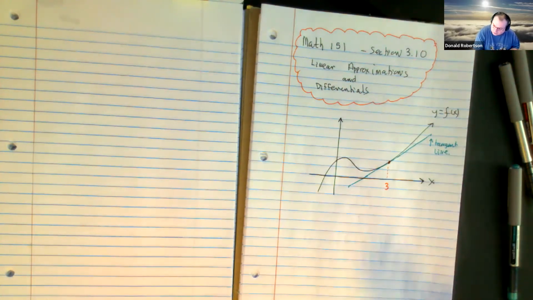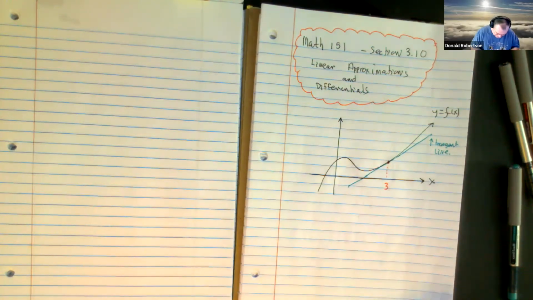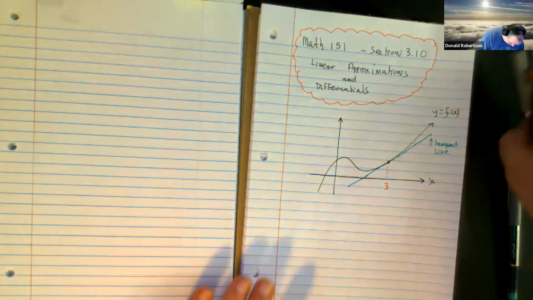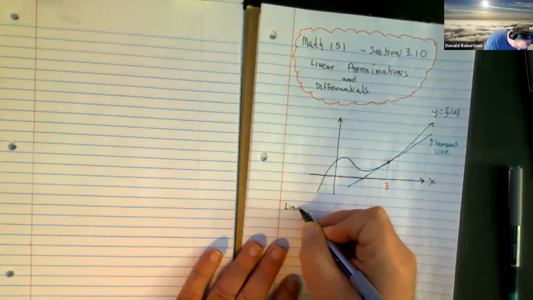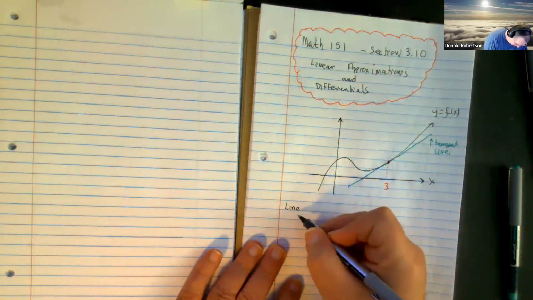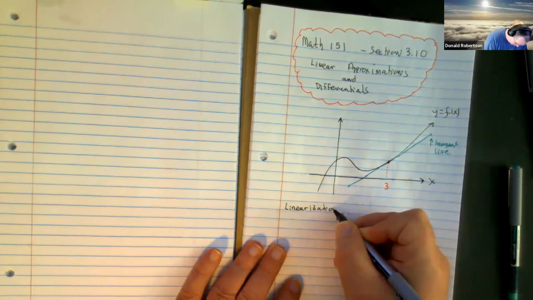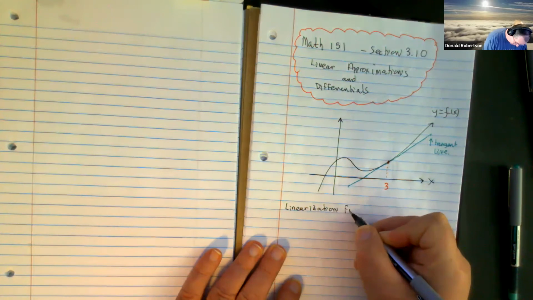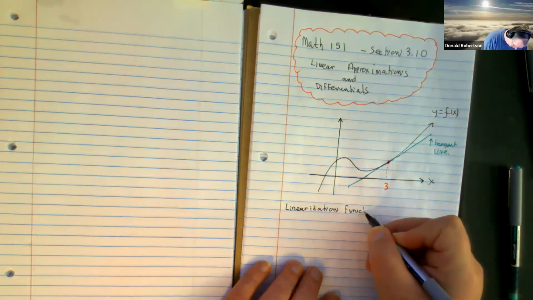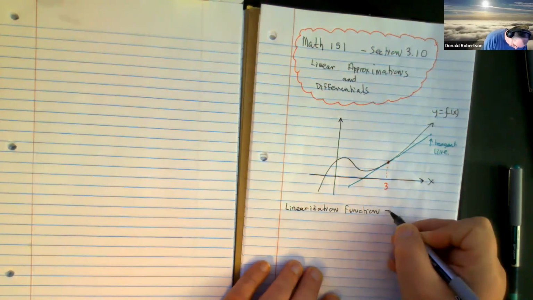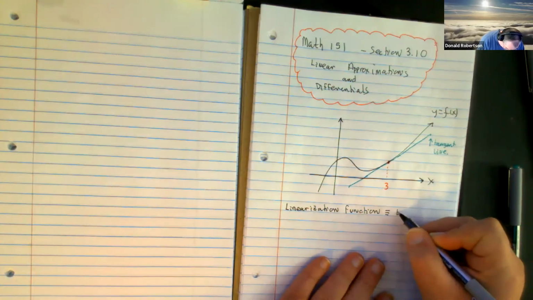You can find the slope of it. You can tell what the coordinates of that point are. You put the whole thing together and you get the equation of the tangent line. So we are going to give it a new name. The new name is a linearization, another function. So I want you to think of a linearization function as exactly the same thing as the equation of a tangent line.